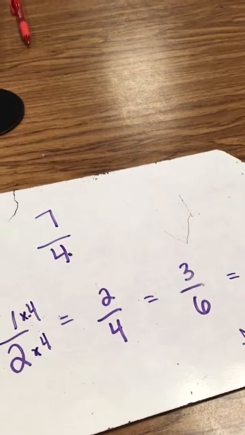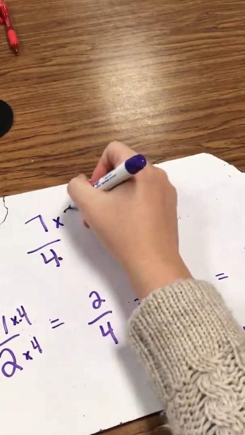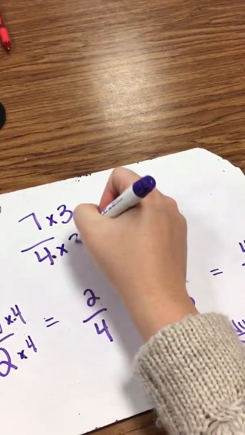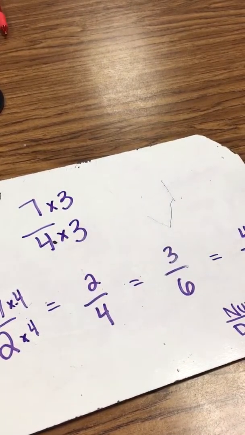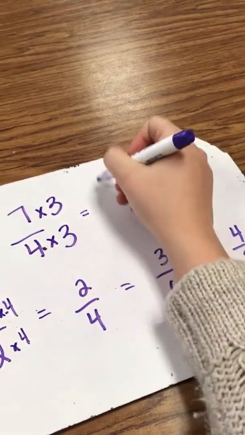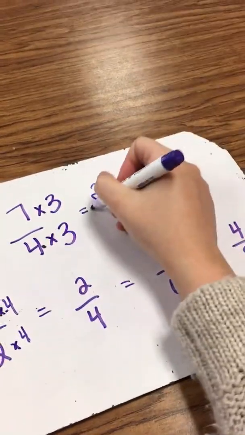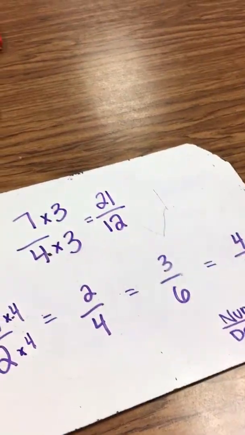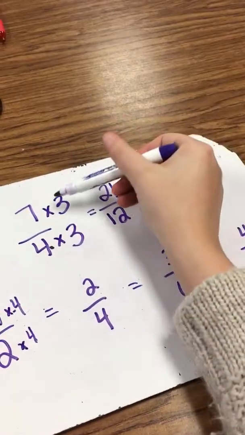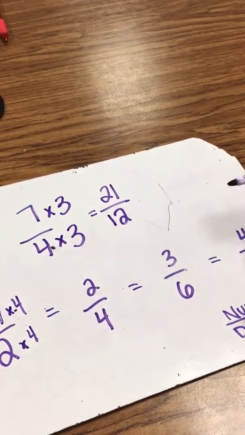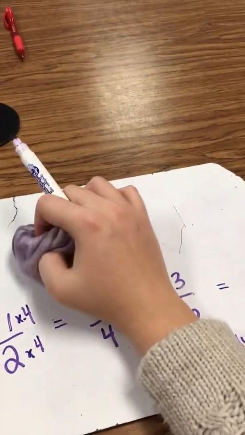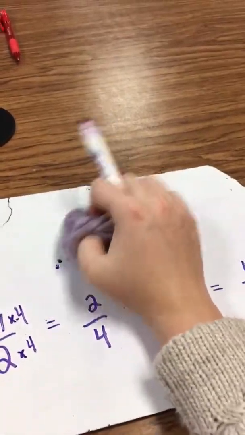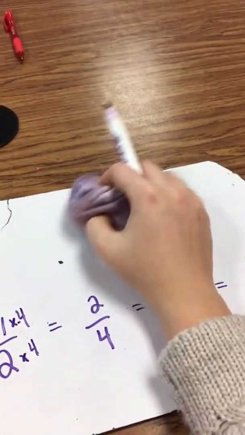All right, you could have chosen any number. I'm going to do 3. Whatever number you chose, you had to multiply your top and your bottom by the same number. So my new numerator will be 21, and my new denominator will be 12. As long as I multiply my numerator and my denominator by the same number, your fraction is going to be equivalent.